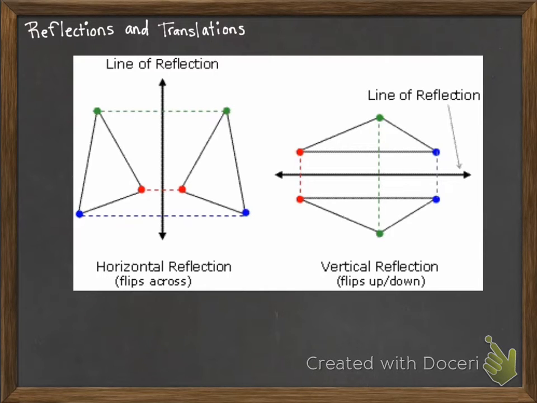We can also reflect over a slanted line. The important thing to remember is that the two shapes have to be equal distances away from the line of reflection for it to be a true reflection.